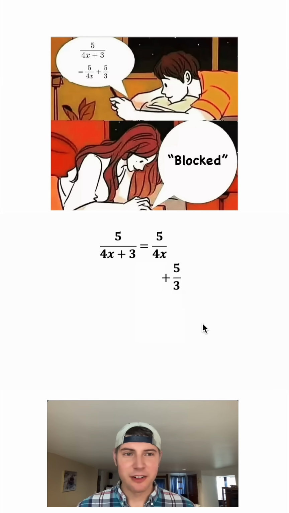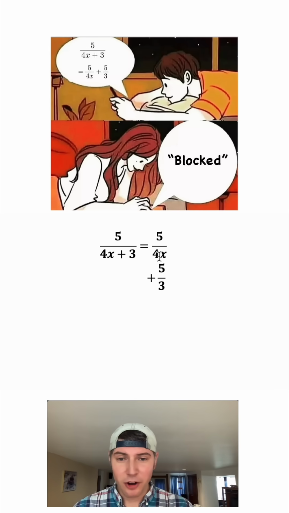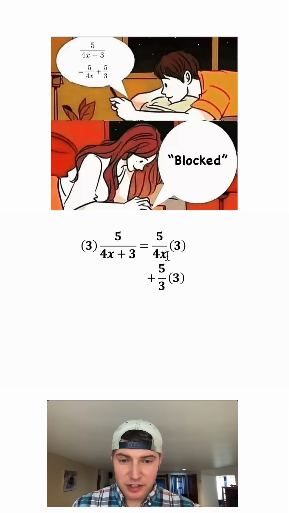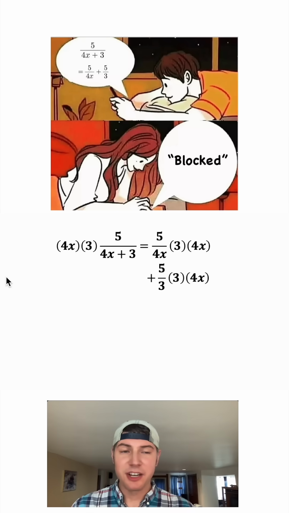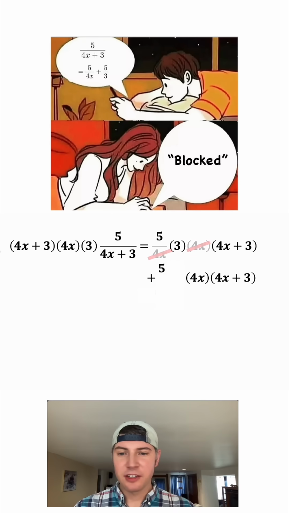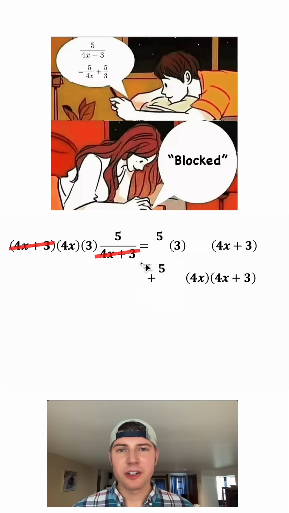Let's bring this piece down here. I don't like fractions, so I want to get rid of all these denominators. In order to get rid of this 3, I'm going to multiply everything on both sides of the equation by 3. And then to get rid of this 4x, I'm going to multiply everything on both sides of the equation by 4x. And then to get rid of the 4x plus 3, I'm going to multiply everything on both sides of the equation by 4x plus 3. These 3's will cancel. This 4x and this 4x will cancel. And this 4x plus 3 will cancel with this 4x plus 3.